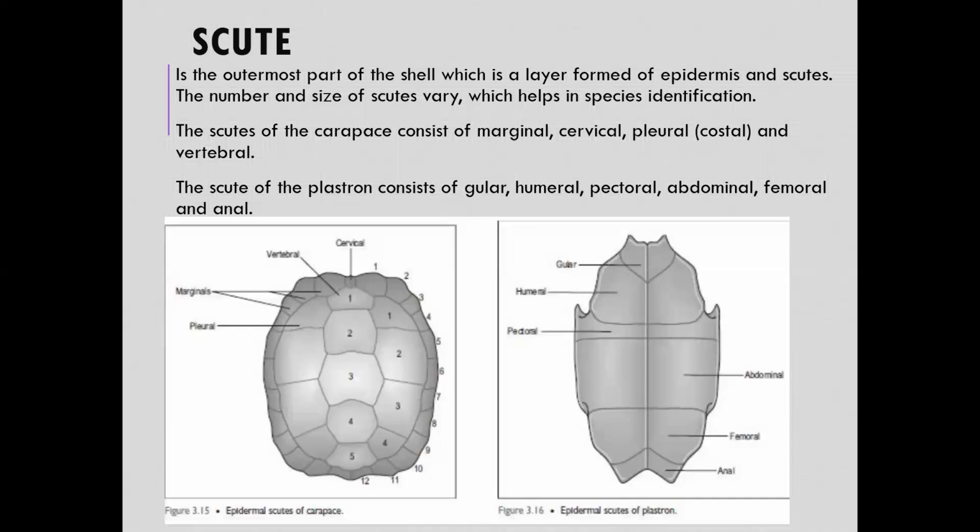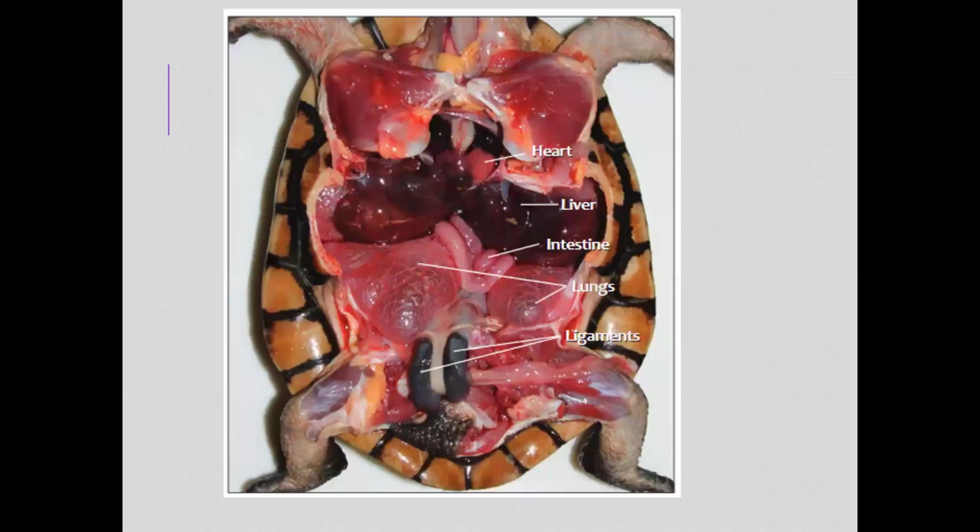The scutes of the carapace consist of marginal, cervical, pleural, costal, and vertebral. Vertebral is in the center. The scutes of the plastron consist of gular, humeral, pectoral, abdominal, femoral, and anal. The number of scutes in the carapace varies in every species.